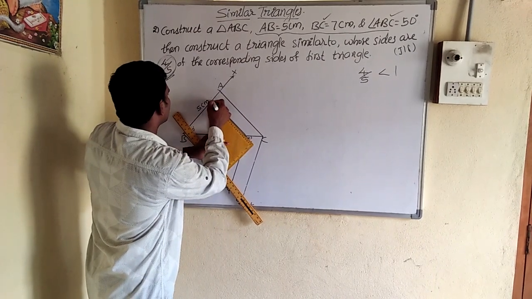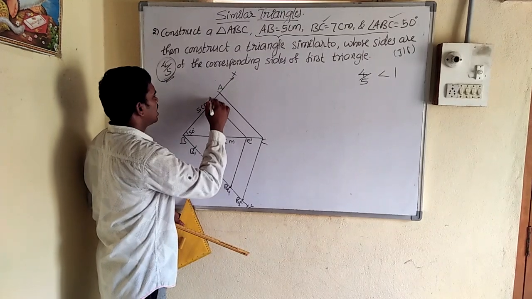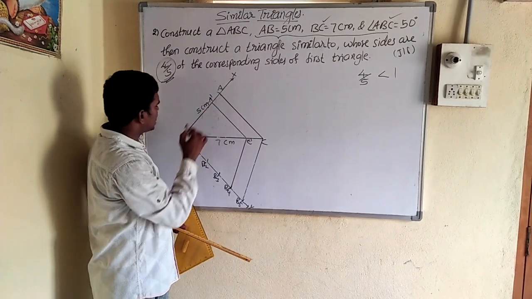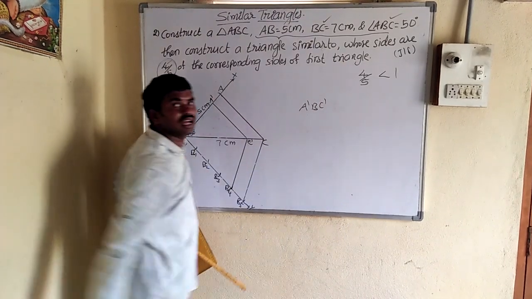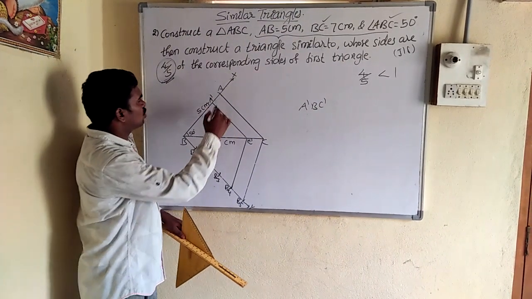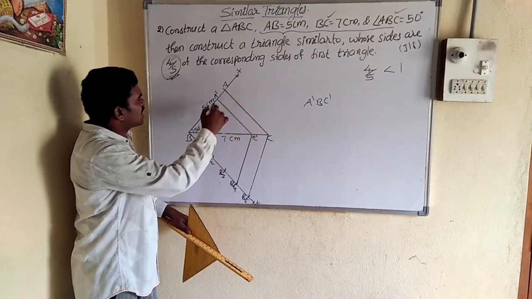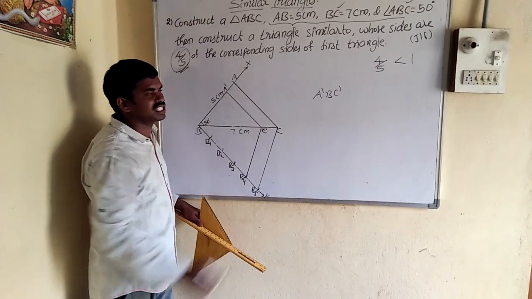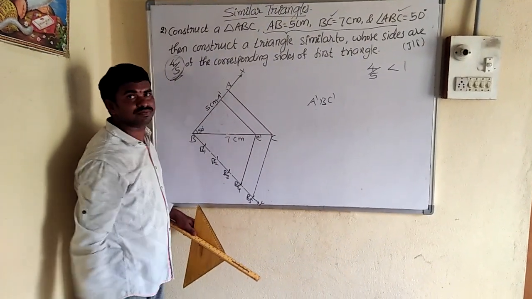Okay, so this is the required triangle. BA means A dash, so A dash B C dash is the required triangle. The first triangle is ABC, and the next triangle, A dash B C dash, is the new one. So you can check each and every side.